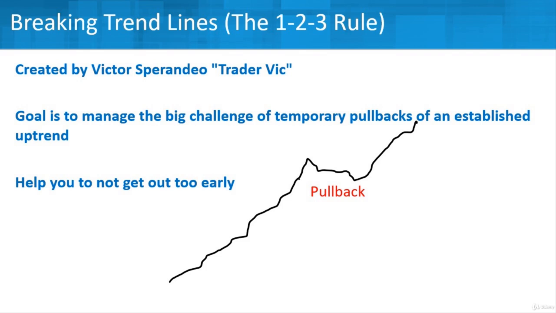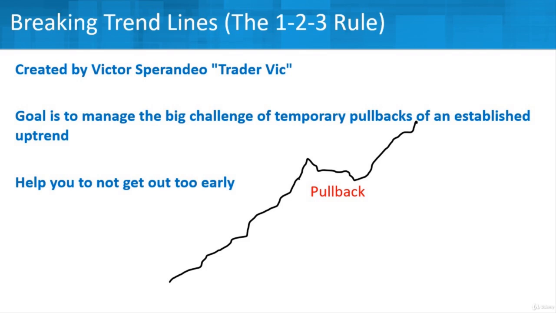You want to try to run that. You want to keep running with that trend. It helps you to not get out too early. So if you bought early in the trend, you had this nice run up, then it pulls back. The idea of the 1-2-3 rule is that you're not selling during the pullback, even across the trend line. You're trying to work through this temporary challenge, so you can keep your money in and let that profit keep running.